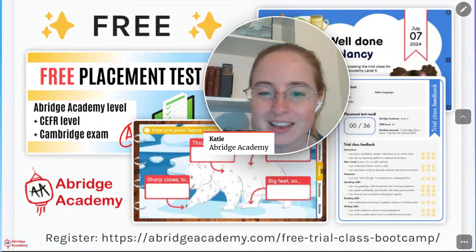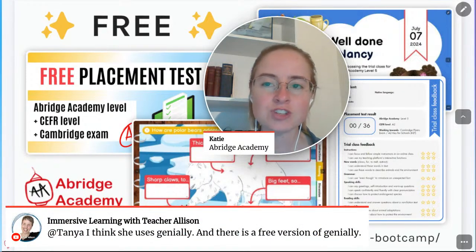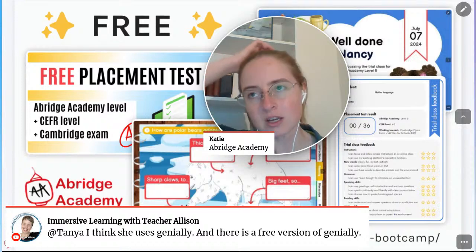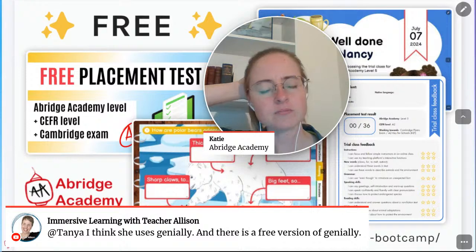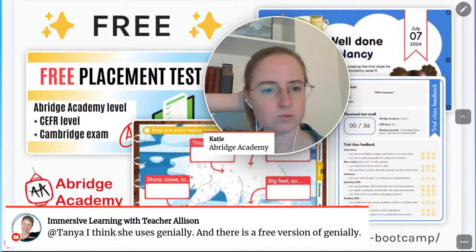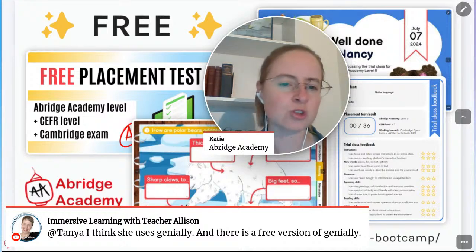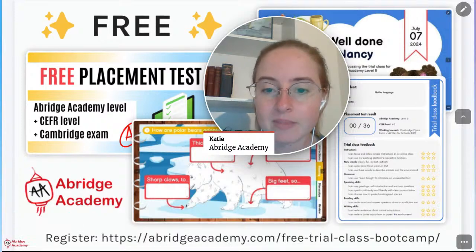Alison says she thinks she uses Genially. Yeah, Genially. There's a free version. The free version of Genially is pretty good from what I remember. I think there's a storage limit on it, quite a small storage limit, and I think they put their logo on stuff. If you want it branded with your own logo, there are some restrictions on the free version. But if you're just trying things out and want to create a few lessons for your students, then yeah.